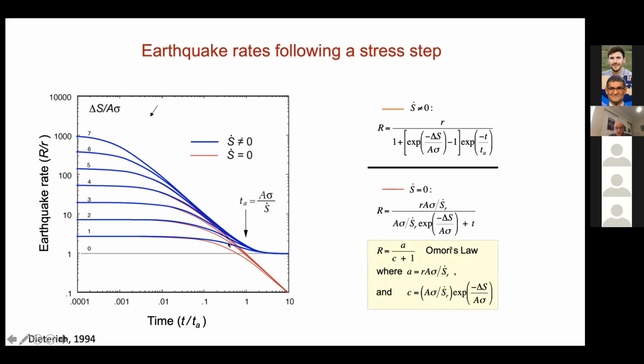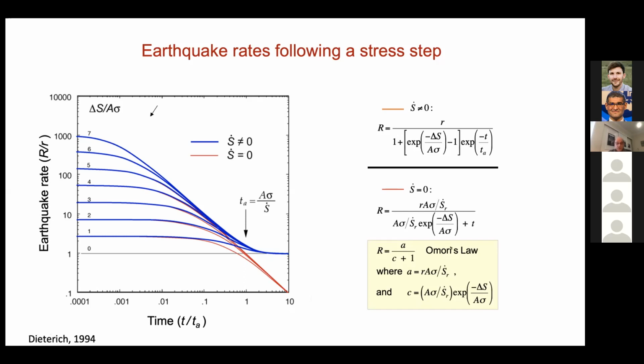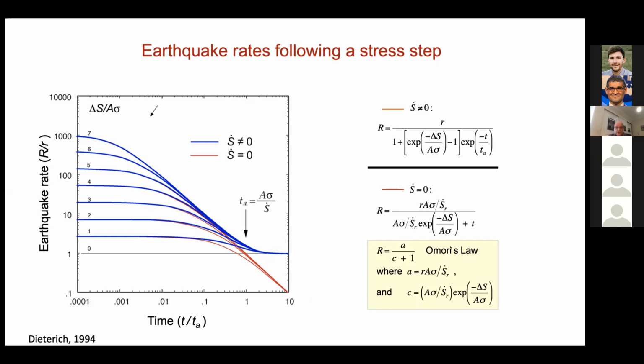But with the rate-state formulation, we can now attach interpretations in terms of mechanical parameters to the different constants in Omori's law. And it's been pretty widely adopted, this formulation, as a way to model aftershocks. And it's been quite effective, I think it's fair to say.